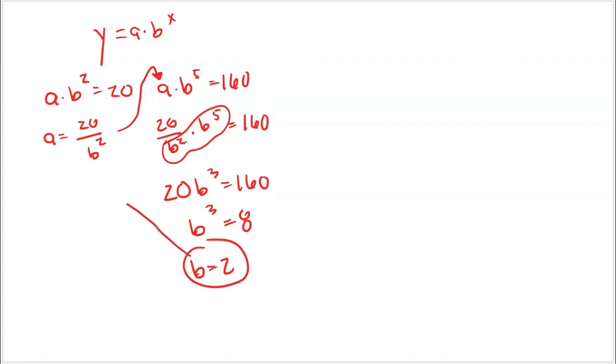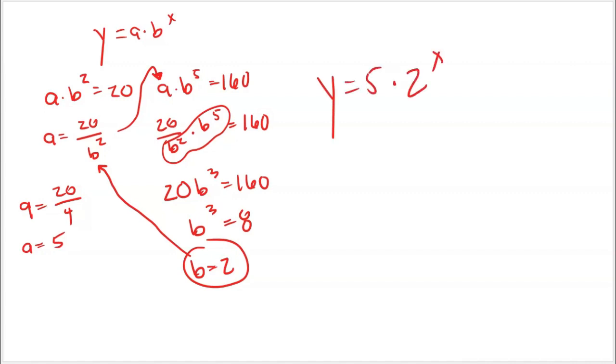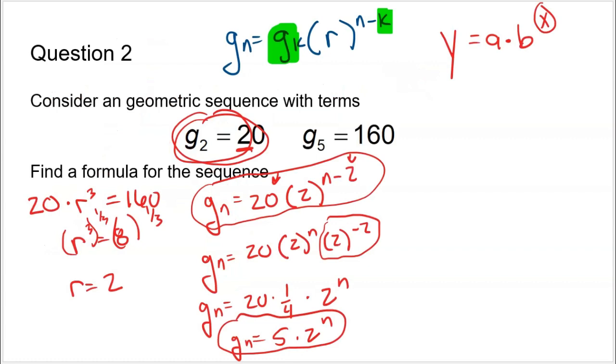I'm now going to take that 2 and plug it all the way back over to here to help me find a. A equals 20 over 2 squared, which is 4, and 20 over 4 is 5. So I get y equals 5 times 2 raised to the x, which is what I got over here as well when I did that reducing. So 2 different ways to do this one. I wanted to take some time to show those, because it's really important that you understand those 2 different ways to solve those arithmetic or geometric sequences.